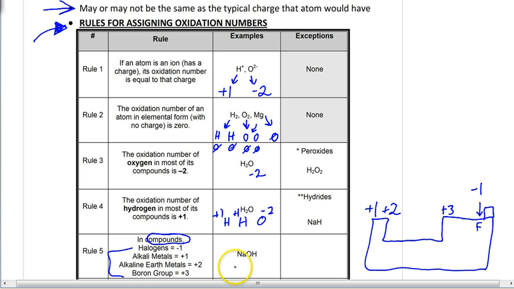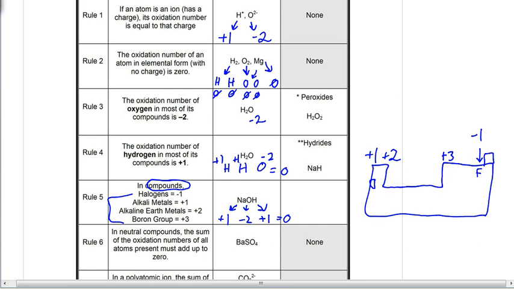So in this compound, we'll go back to our previous 2 rules. Oxygen is -2, hydrogen is +1, and sodium, since it's in this column right here, is +1. Now, notice in our examples for Rule 4 and Rule 5, if you add up all the oxidation numbers, what do they add up to? Well, 1 + 1 - 2, that adds up to 0. 1 - 2 + 1, that adds up to 0. And so that's where our 6th rule comes in.